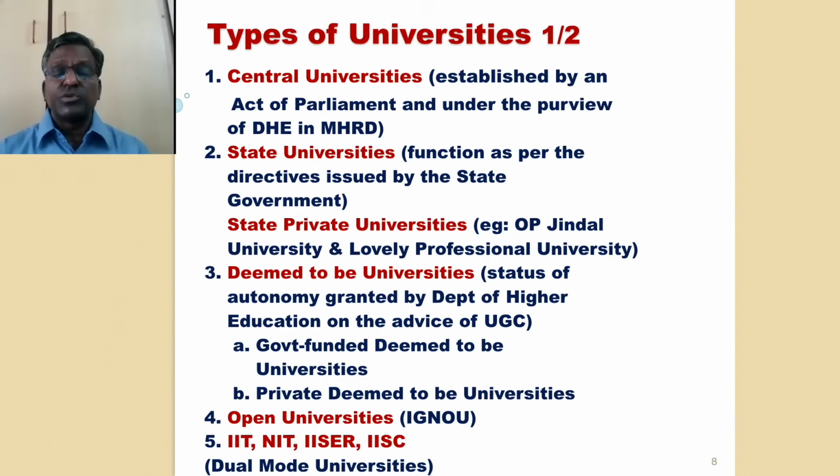Now, the third category of universities is deemed to be universities. They are not many in number, but in India, we have deemed to be universities. And once again, we have two categories of deemed to be universities. We have government funded deemed to be universities, and we have private deemed to be universities. I'll give you two examples for government funded deemed to be universities. I teach at Gandhigram Rural Institute, deemed to be university. Mine is a government funded deemed to be university, funded by the central government. Or you go to Dayalbagh in UP. That is also a government funded deemed to be university.